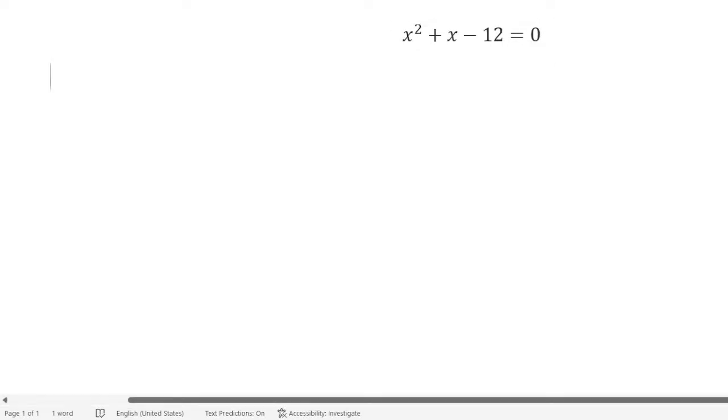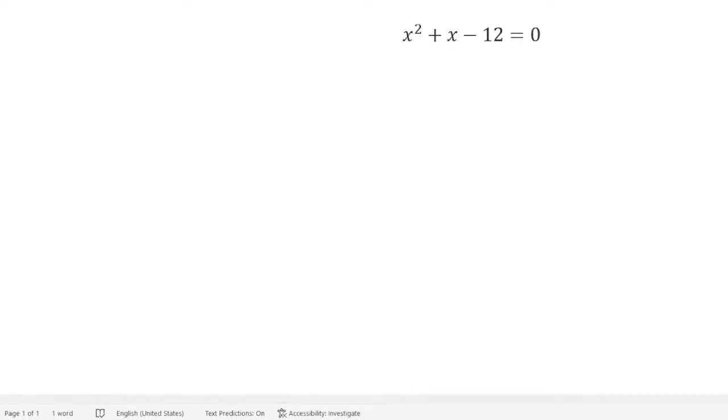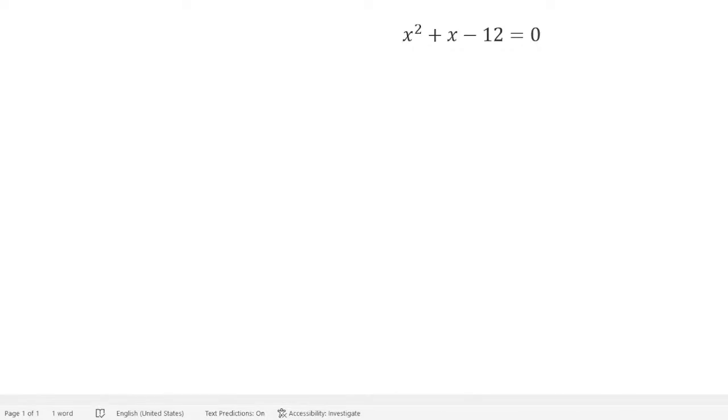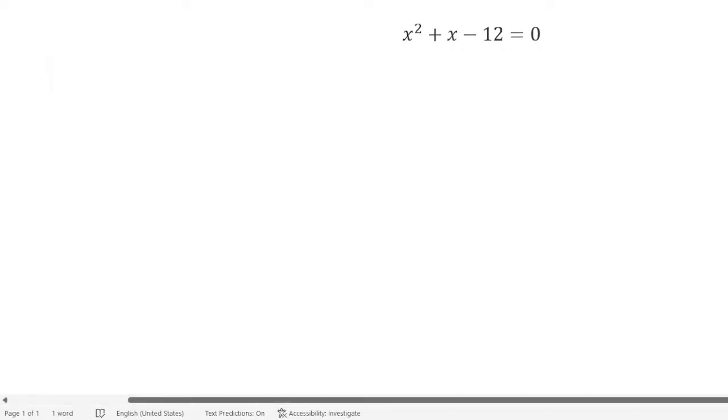All right, question 1, we're solving for x. So we have x squared plus x minus 12 is equal to 0. All right. So here we're solving for x. So remember, when you're solving for x, first things first, you must make sure that your equation is in the form of ax squared plus bx plus c. So that is the law.